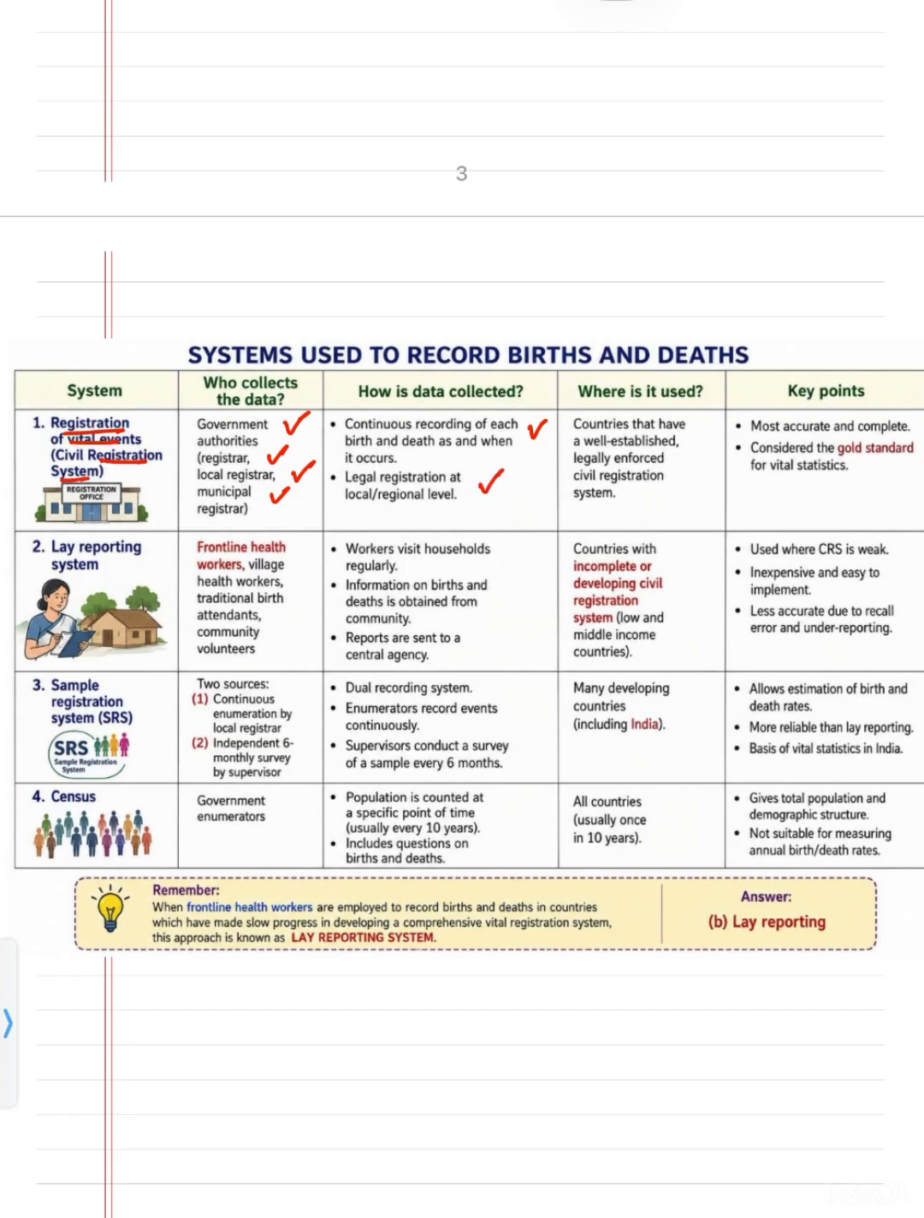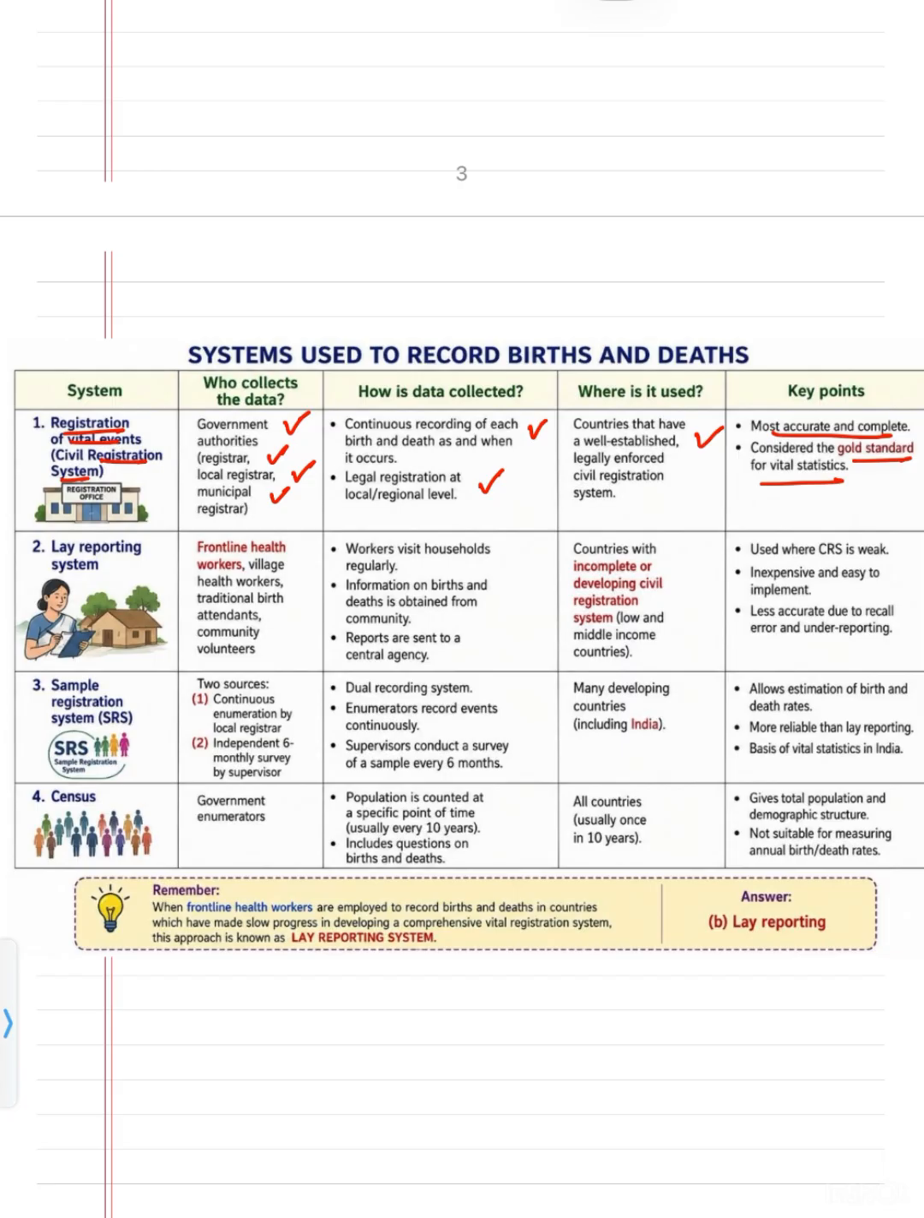Or legal registration at the local or regional level. We have made it mandatory that you legally register it, so that for school admissions or for taking the benefits of insurance, we have to present these certificates. So ultimately the people have to go to the government authorities and record it. These are known as registration of vital events. Where is it used? In countries that have a well-established, legally enforced civil registration system, and this is the most accurate and complete, considered the gold standard for vital statistics.